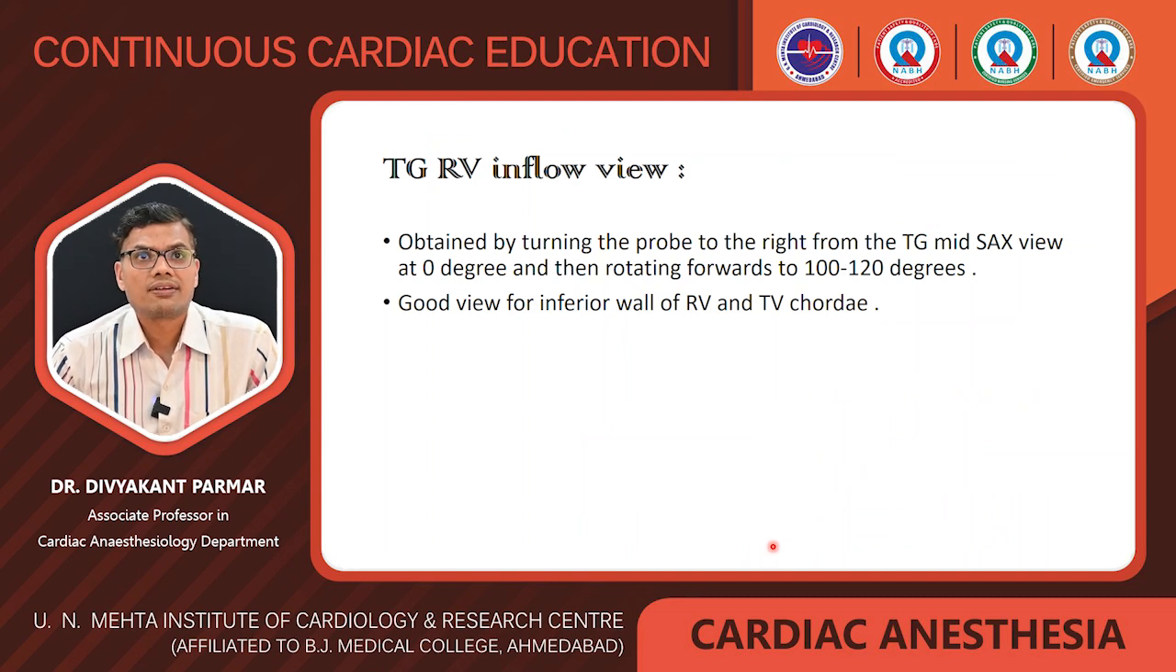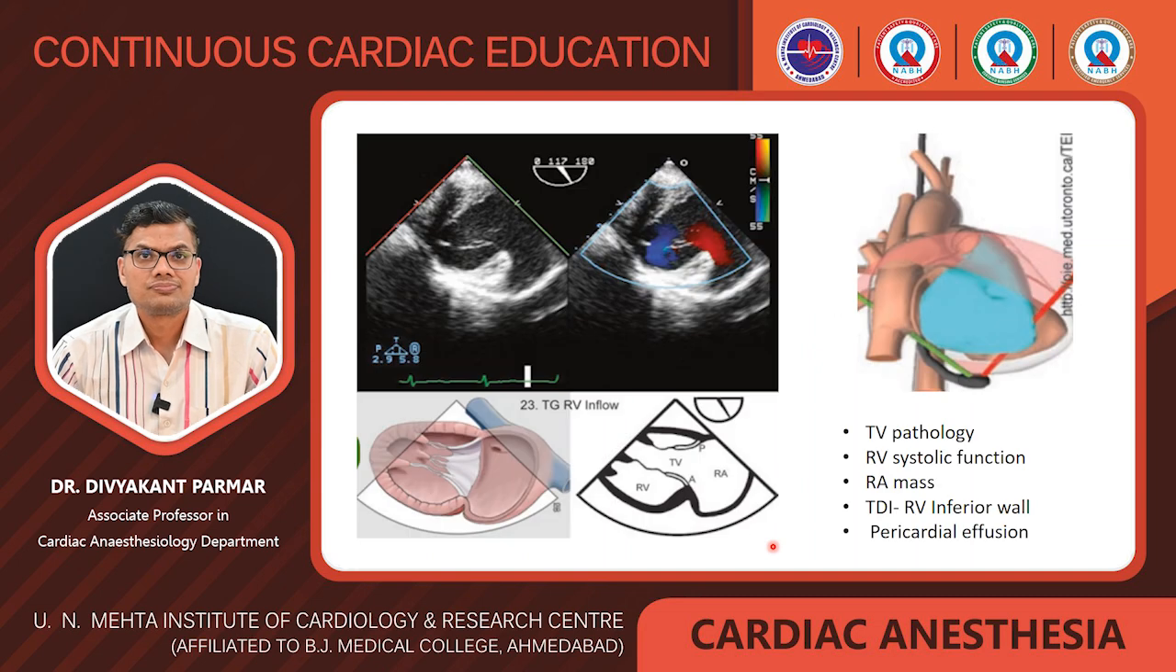Coming to the transgastric RV inflow view, from the transgastric mid-short axis view, we have to turn the probe to the right side at 0 degrees and then rotate forward to 100 to 120 degrees. So we can see these structures: right atrium, right ventricle, and the subvalvular apparatus of the tricuspid valve. We can see the papillary muscles and the chordae tendineae of the tricuspid valve, so it is important for tricuspid valve pathology. The RV systolic function we can also assess from this view.